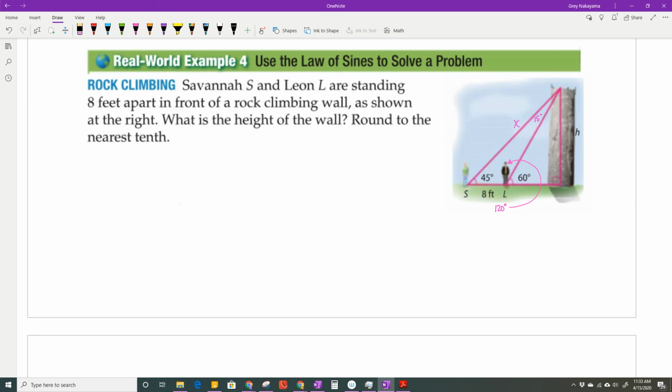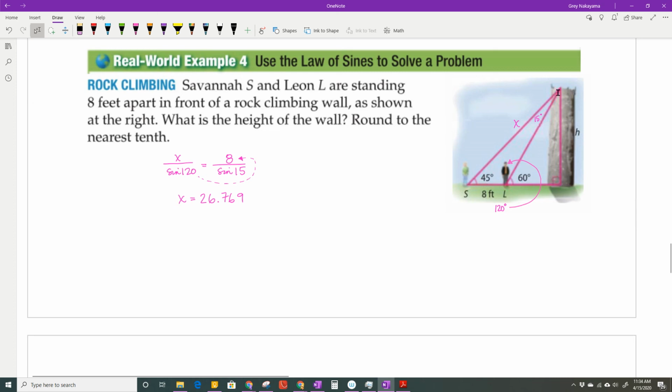And so I'm going to label that side X. So my setup, if I'm looking for X, X is opposite 120 and 8 is opposite 15. So my proportion is going to be X over the sine of 120 equals 8 over the sine of 15. I get to move the sine of 120, excuse me. So X equals 26.769.